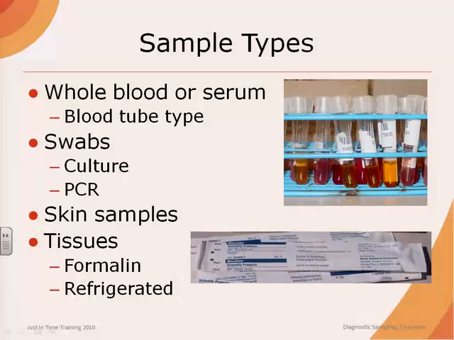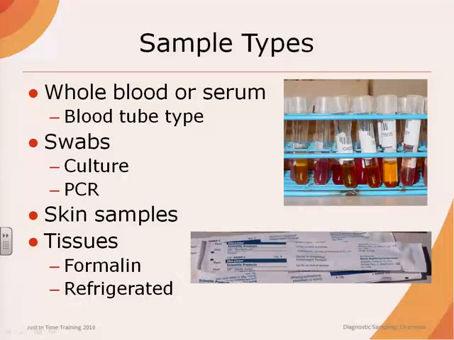Samples to collect may include whole blood or serum, culture swabs, skin samples, or tissue samples. If whole blood or serum samples are required, ensure the correct blood collection tube is used. Blood tubes contain different types of additives which can affect the diagnostic tests. Most blood tubes can be distinguished by the color of the tube top.